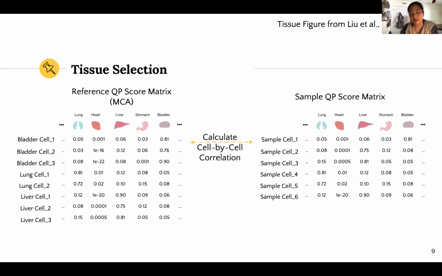And we will calculate a cell-by-cell correlation based on these fractional identity scores. The idea here is if they share a similar pattern, the sample cell should map to this tissue type inside of the mouse cell atlas. Using this correlation, as we can see, we will be able to select 3 different tissue types from this comparison, which involves lung, liver, and bladder.